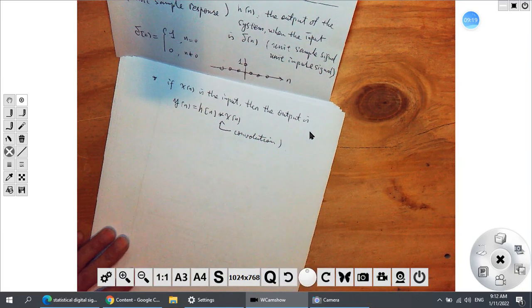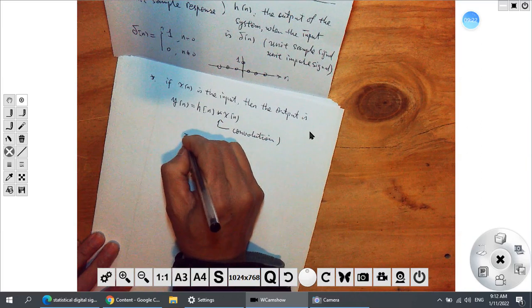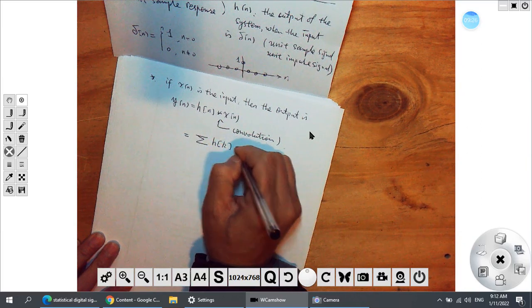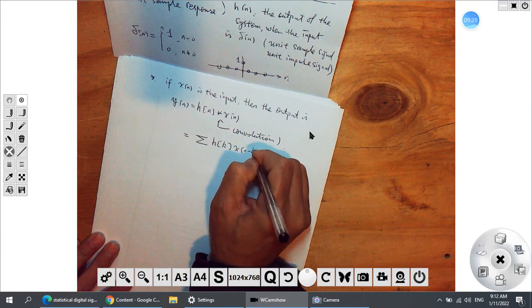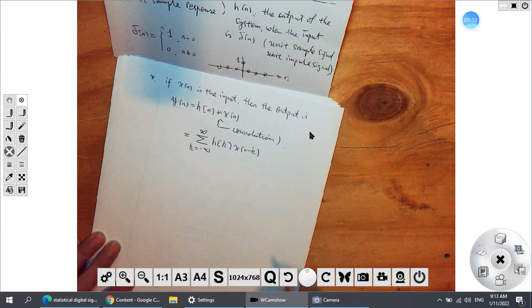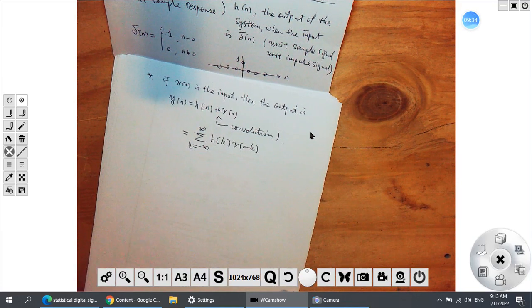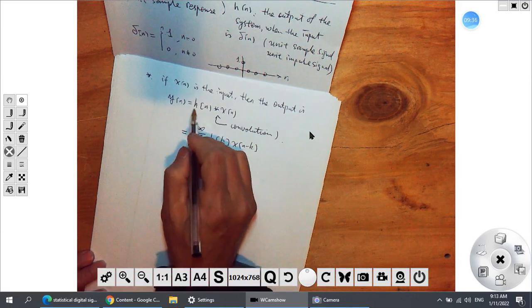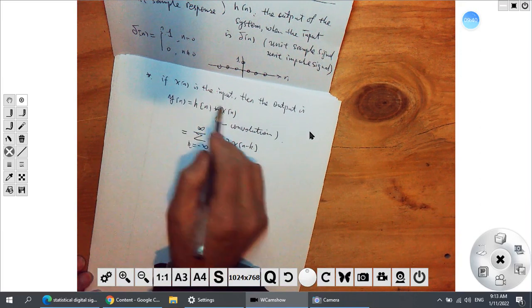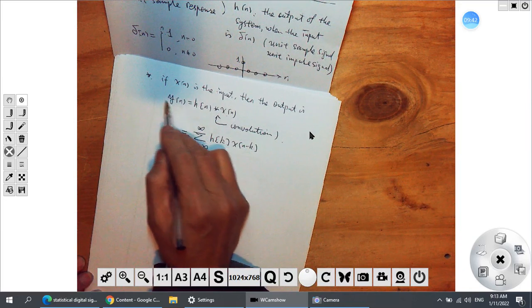Convolution of two signals is defined as the summation of h of k times x of n minus k, where k runs from negative to positive infinity. That means if h of n is given, then no matter what the input is, you can always find the output by this formula.